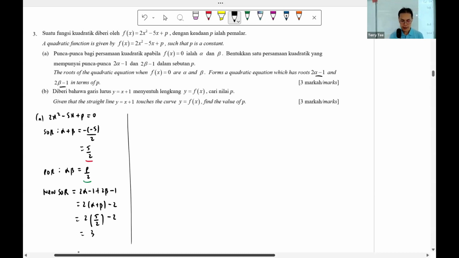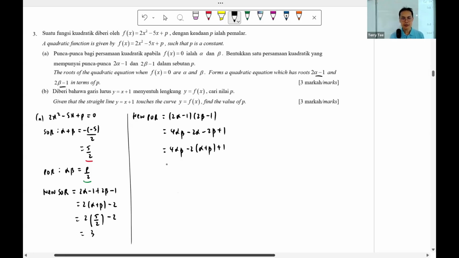Okay, so next we are going to find our new product of roots. We can take 2 alpha minus 1 times 2 beta minus 1. Expand the bracket: 4 alpha beta minus 2 alpha minus 2 beta plus 1. So we can factorize the negative 2, left with alpha plus beta, plus 1.